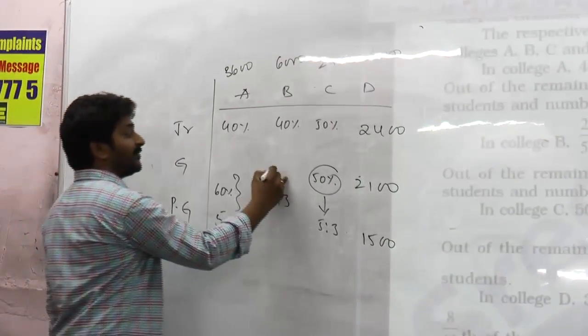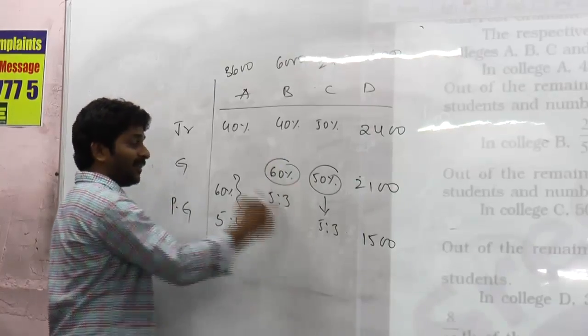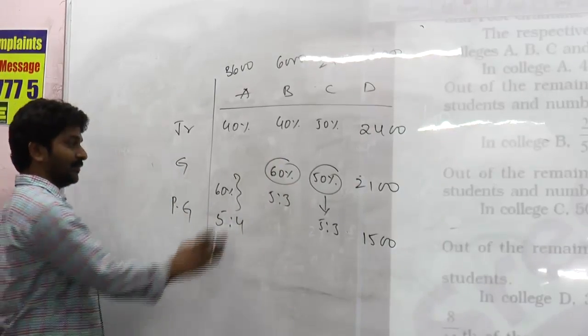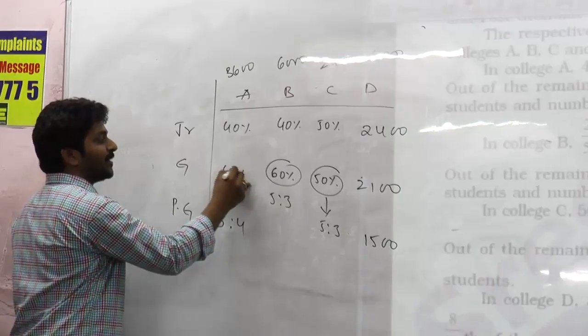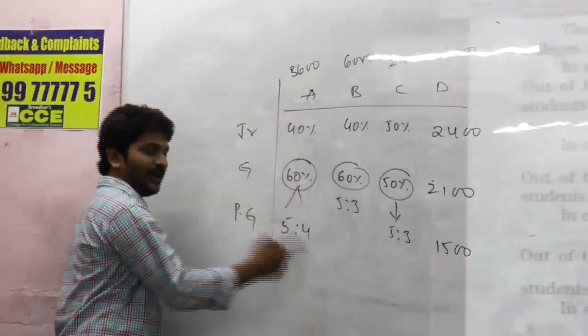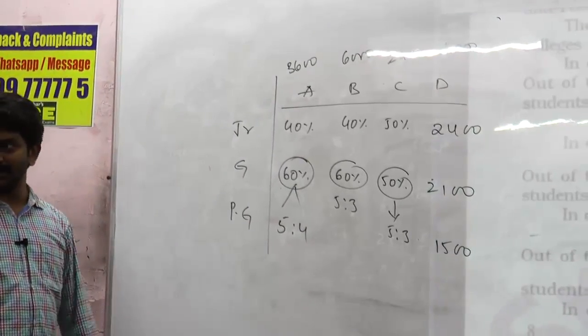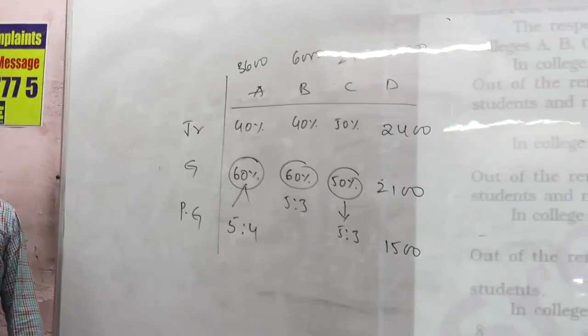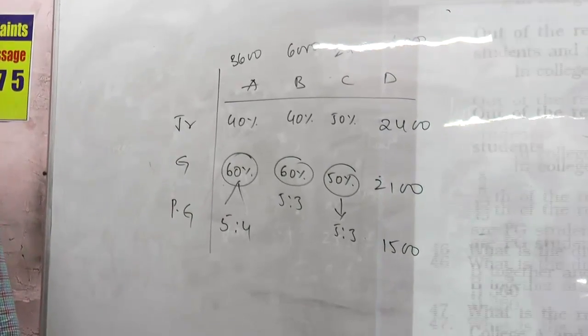Here we have 60% divided in the ratio 5:3. Here also we have 60% divided in the ratio 5:4. That is graduates to postgraduates. This is our information. This is enough. Now you can start your question.